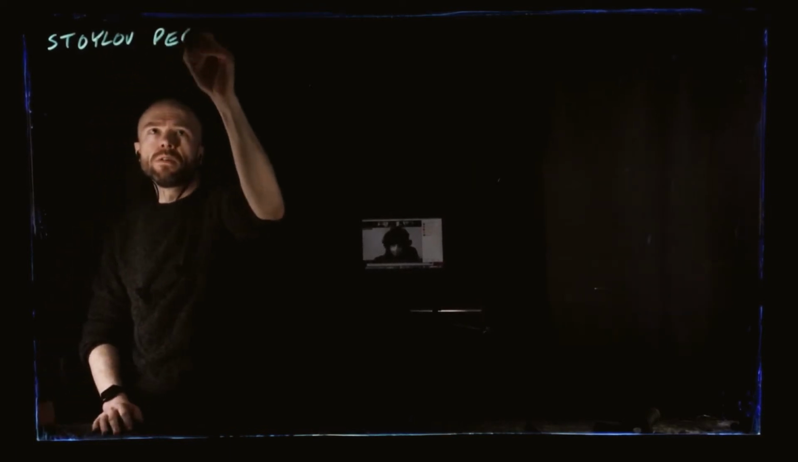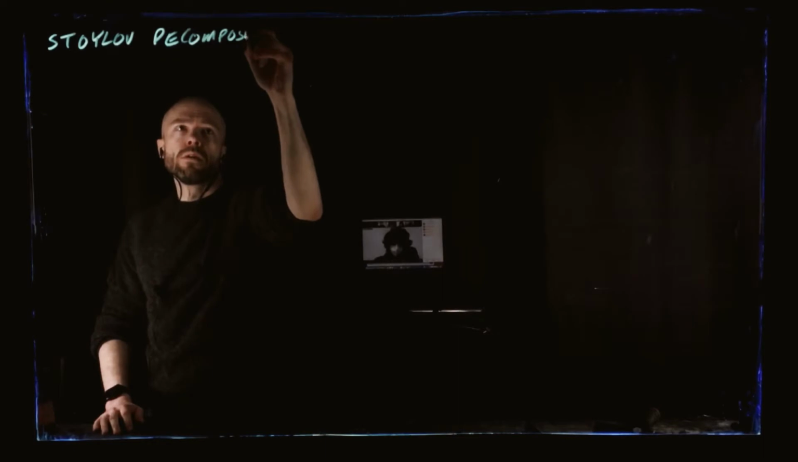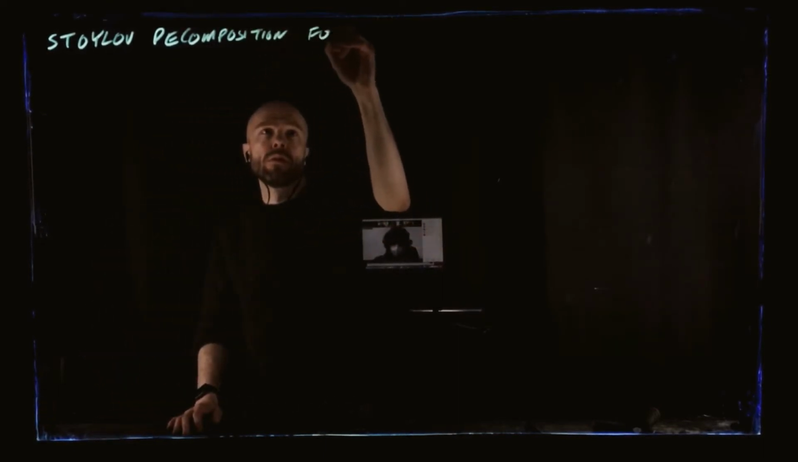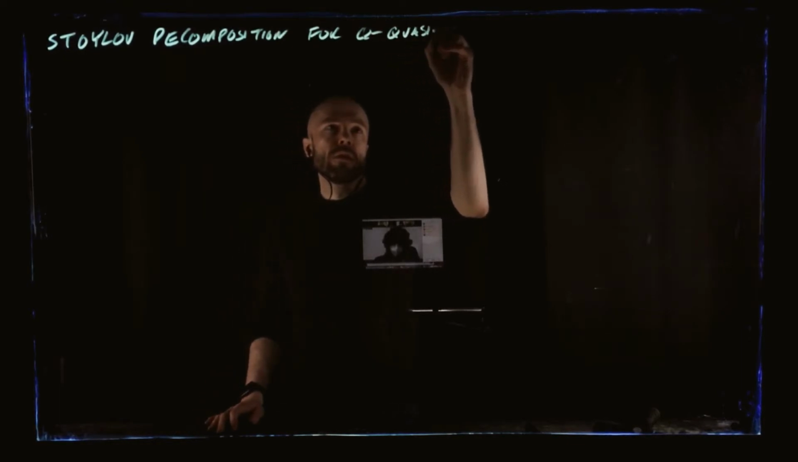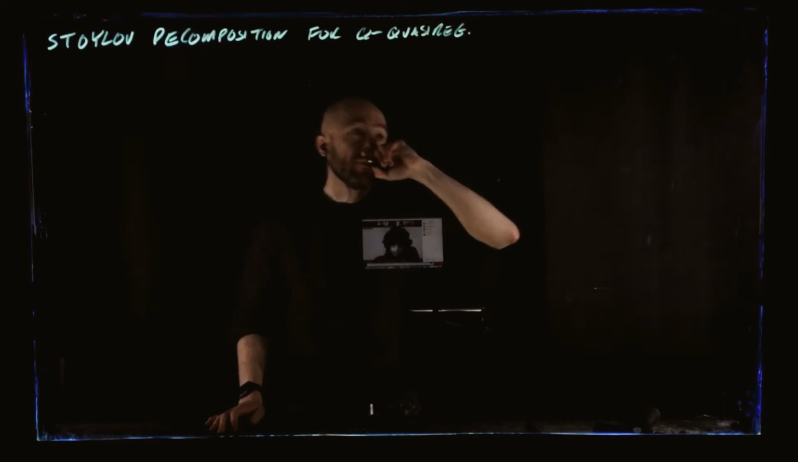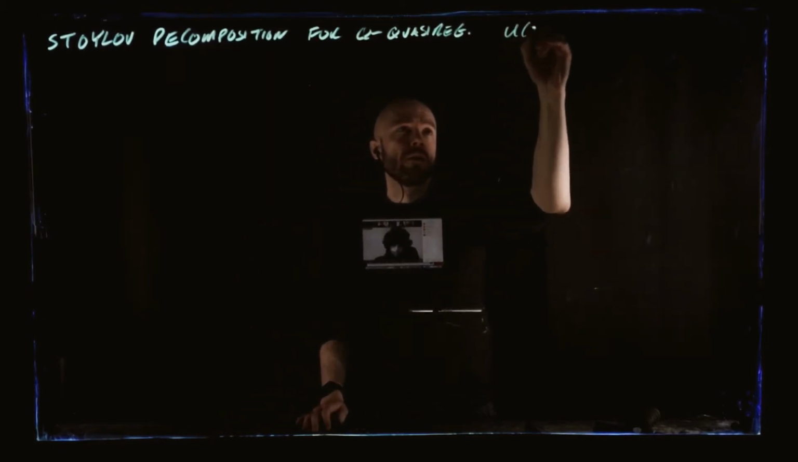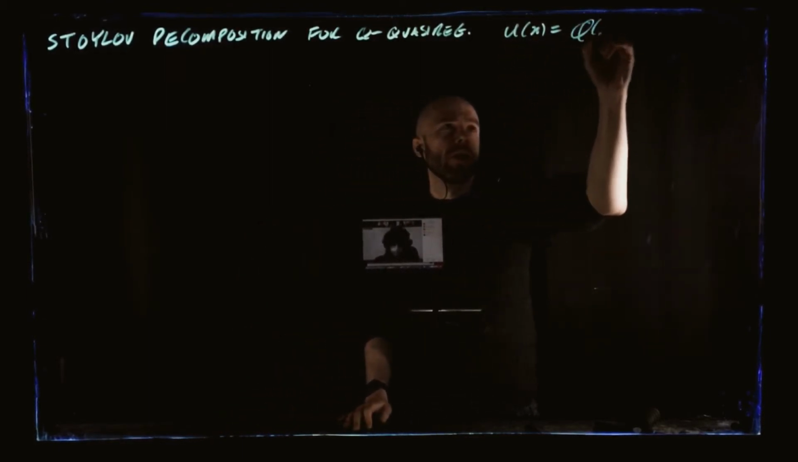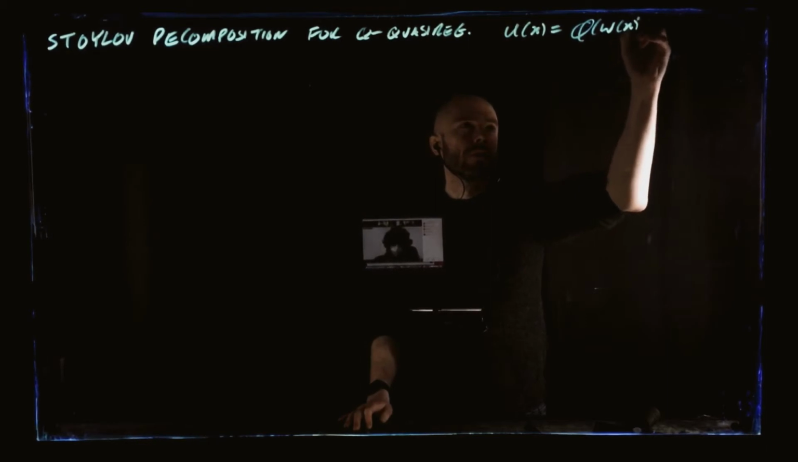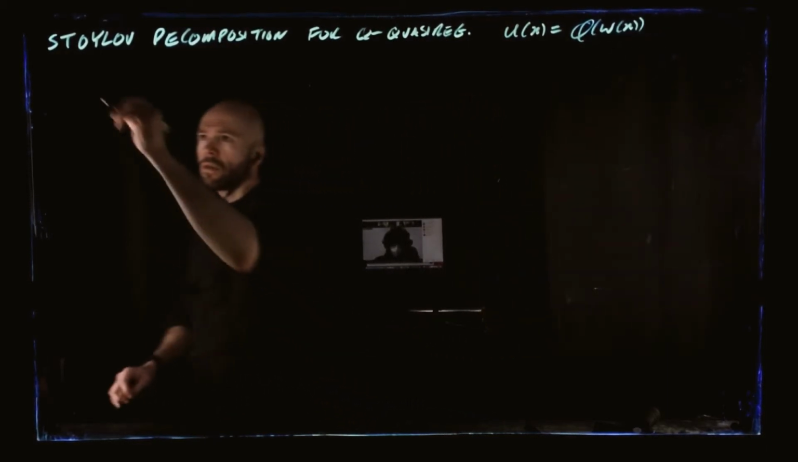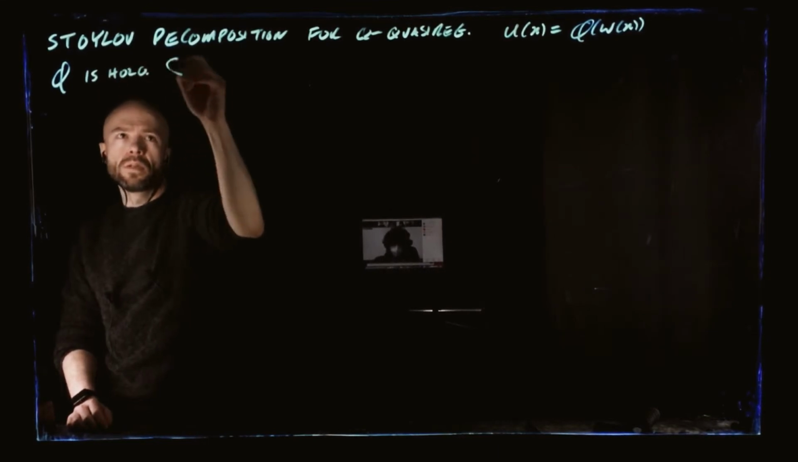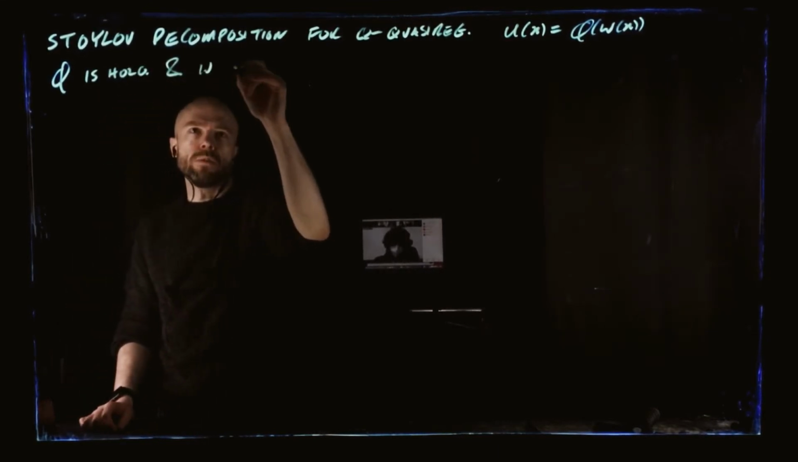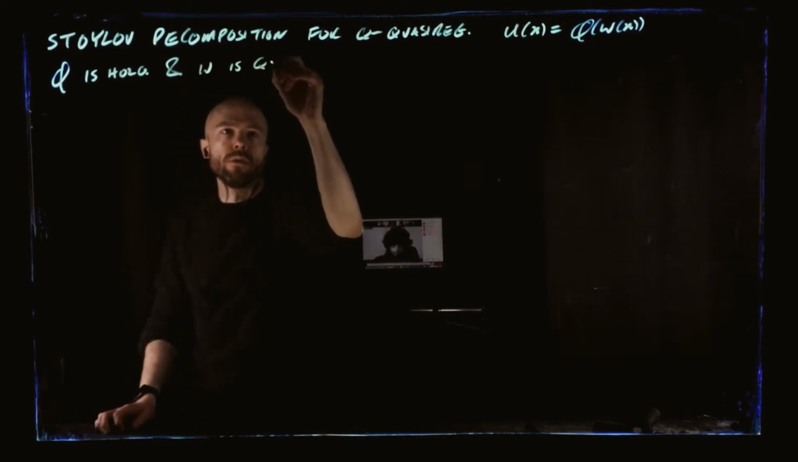Stoilow Decomposition. For u Q-quasi-regular, we have that u of x equals phi of w of x. This phi is holomorphic, and w is Q-quasi-conformal.